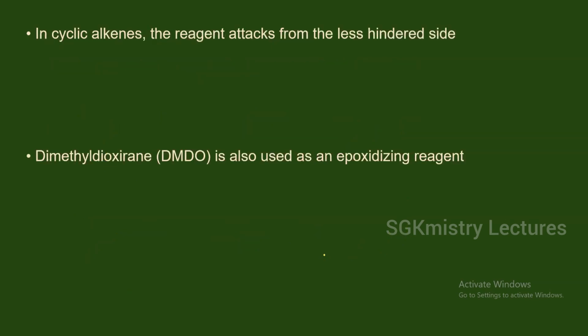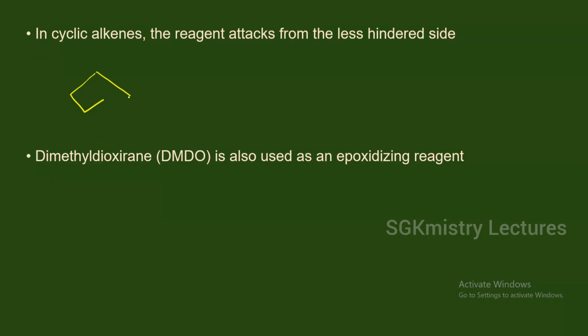Next, talking about cyclic alkenes. In the case of cyclic alkenes, the reagent approaches from the less hindered side of the double bond. This you have to keep in mind when the double bond is a part of a ring. So let us take a simple example.